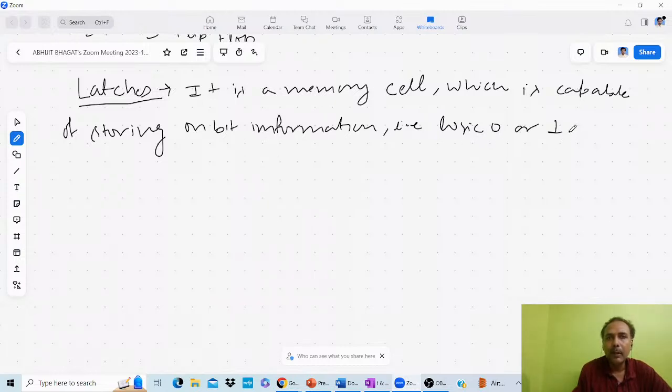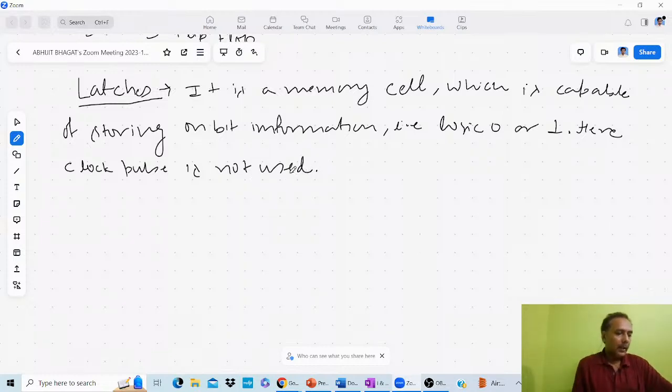Then what is the difference between latches and flip flop? In case of latches, there is no clock pulse. So you can note down here, clock pulse is not used. In case of flip flop, clock pulses are there, but in case of latches, there is no clock pulse. This is the difference between flip flop and latches. Next topic, I will discuss the latches.